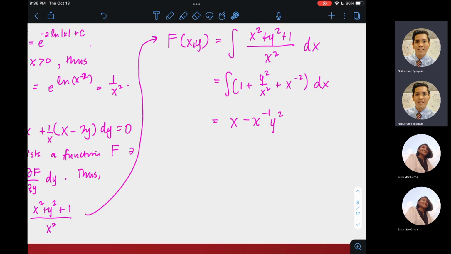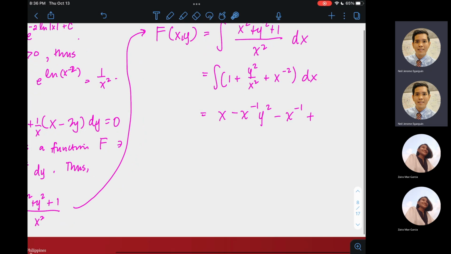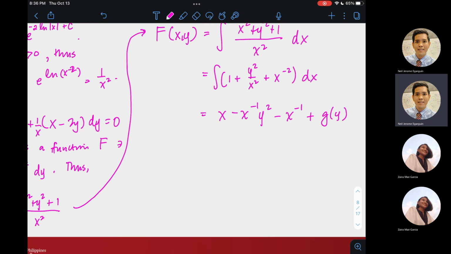And then here, integral ng x to the negative 2 ay parehas din. Ito ay x to the negative 1 over negative 1. So I'll have negative x to the negative 1 plus supposedly an arbitrary constant, but we have a function big F of both x and y. Nag-integrate tayo with respect to x. So ibig sabihin meron tayo ditong function that only depends on y, which we want to determine. Okay?